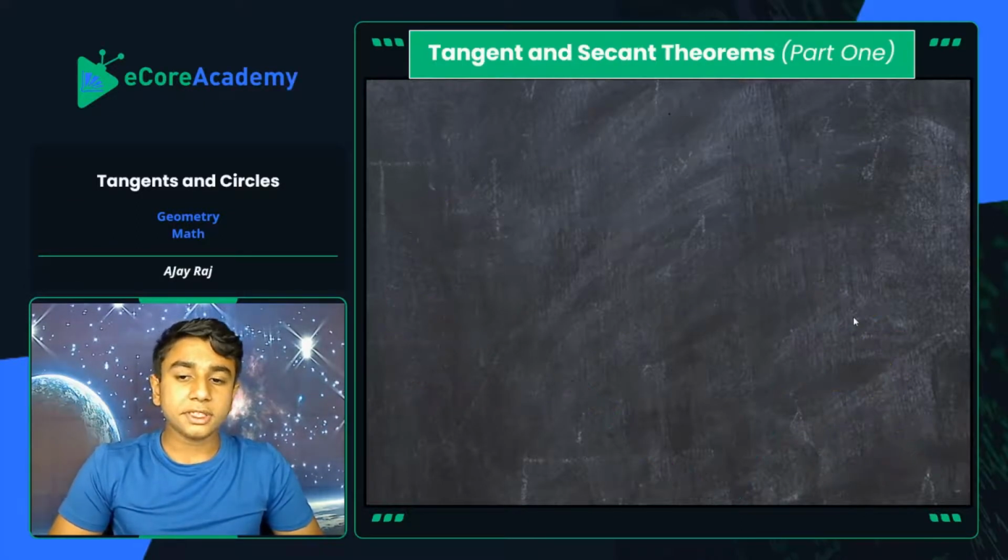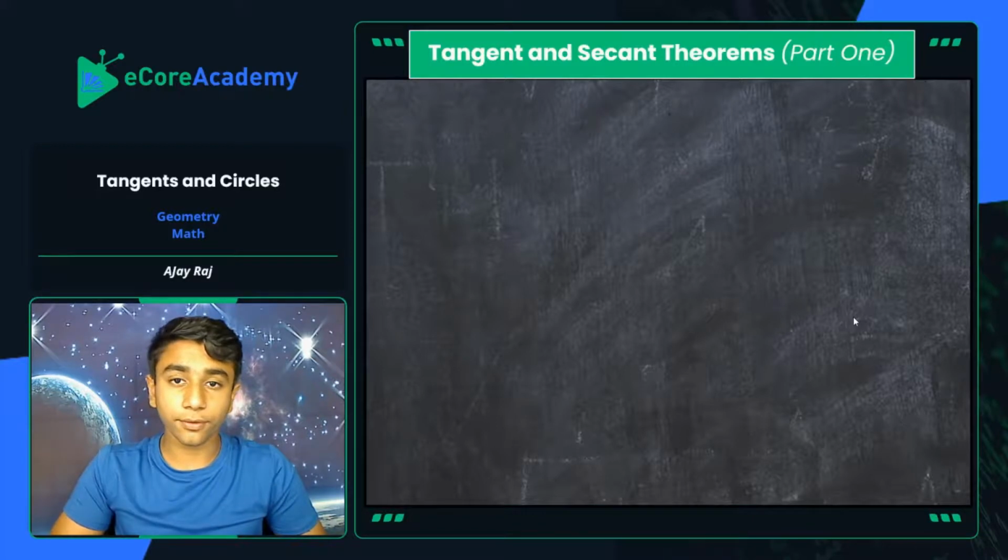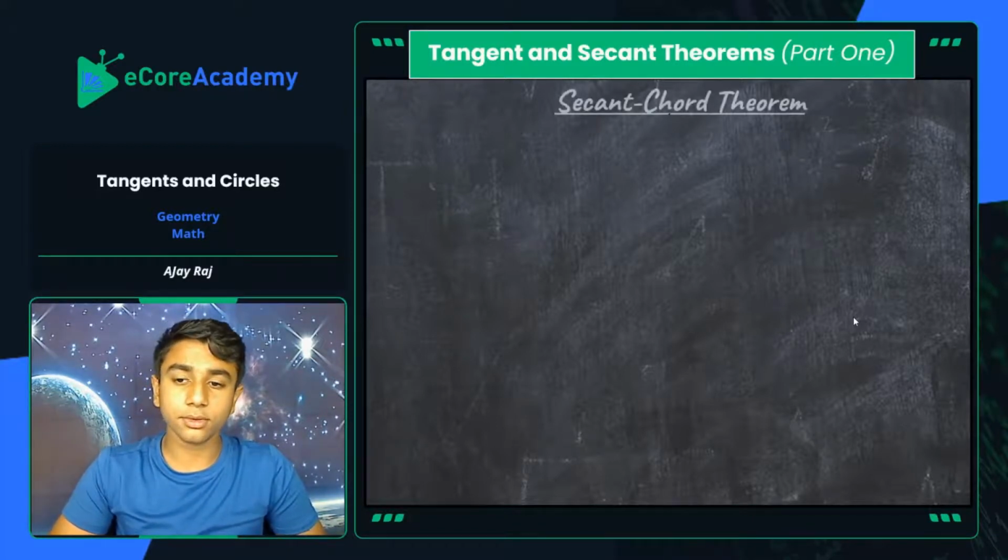So now let's move on to tangent and secant theorems part 1. Let's utilize what we've actually gone through first, these definitions, and we'll put them into our theorems now. We'll utilize them with numeric values. So let's look at the secant chord theorem.